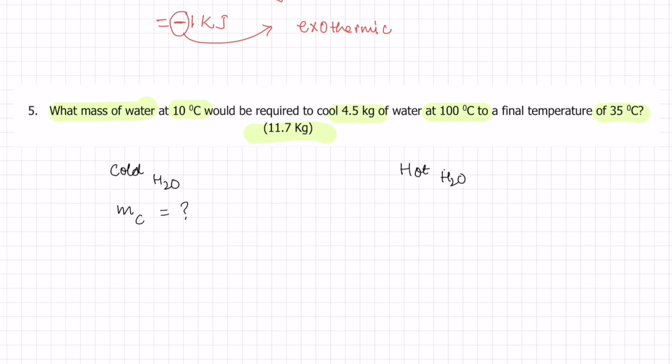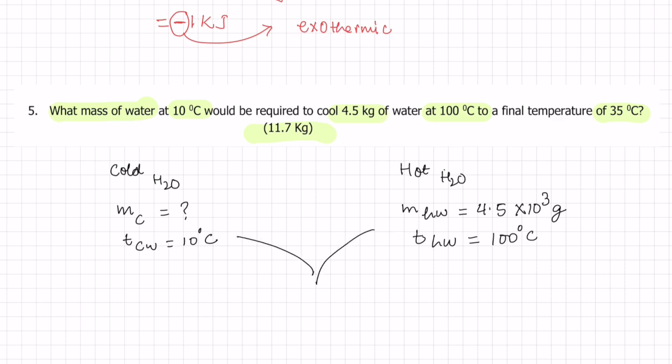So they're asking us what mass at 10 degrees. That means the mass of cold water is not known to us, but we know that the temperature of the cold water is 10 degrees Celsius. The mass of the hot water is given as 4.5 kilograms. I'm just going to write that as 4.5 times 10 to the 3 grams. The temperature of the hot water is given to us as 100 degrees Celsius, and you are mixing these 2 waters together so that the final temperature is 35 degrees Celsius.